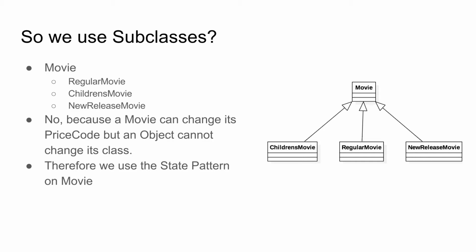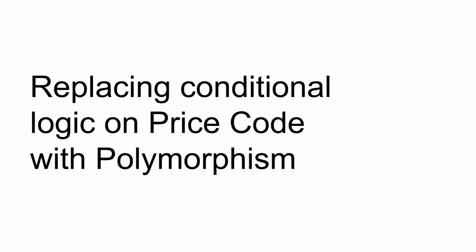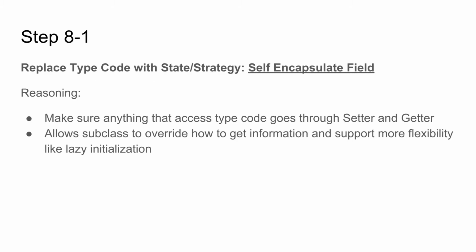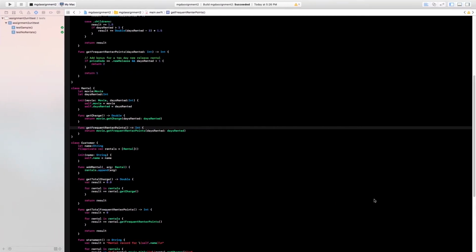So instead of using inheritance, we're going to use the state pattern on the movie. I'm going to demonstrate how the state pattern works. We're going to replace conditional logic on price code with polymorphism. Step 1: we replace our type code with the state strategy pattern by self-encapsulating the field. The reason is that any access to type code goes through the getter and setter, which allows our subclass to override how to get information and supports more flexibility, like lazy initialization, for example. So this is what we've got here.